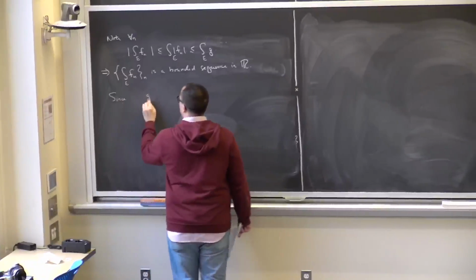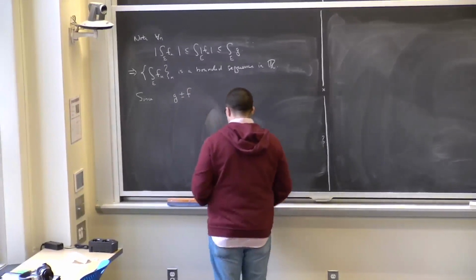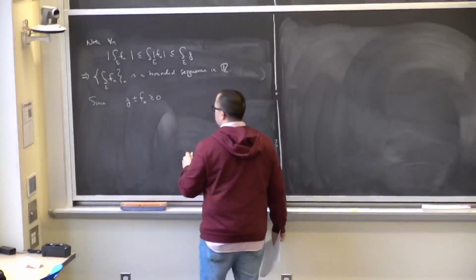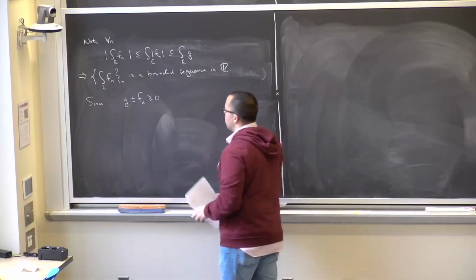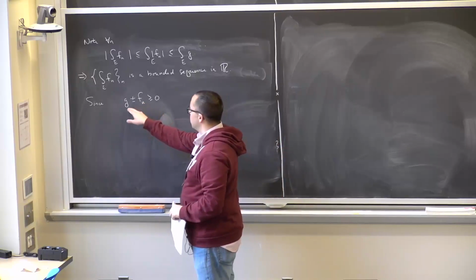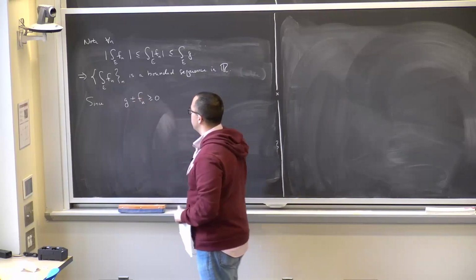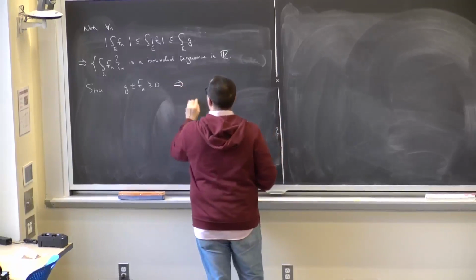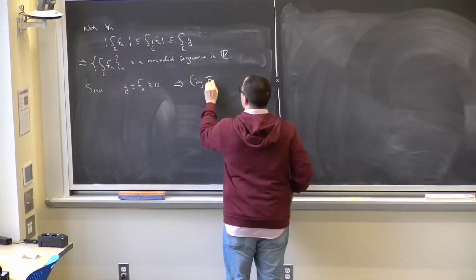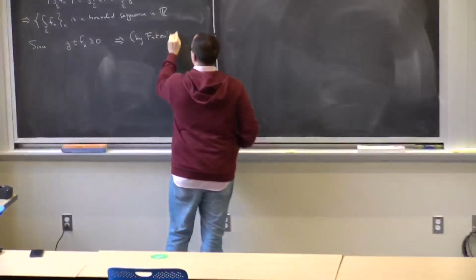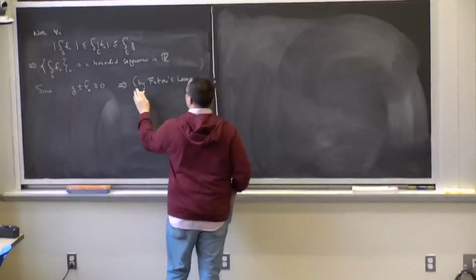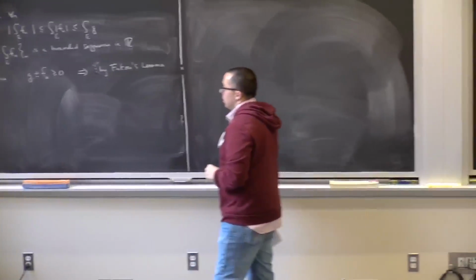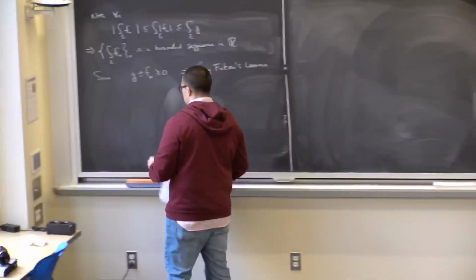So since g plus or minus f sub n is bigger than or equal to 0, right? Because the absolute value of f sub n is always less than or equal to g, so g plus or minus f sub n is always bigger than or equal to 0. I can now apply Fatou's lemma, which tells me that for a sequence of non-negative measurable functions, the integral of the lim inf is less than or equal to the lim inf of the integrals.